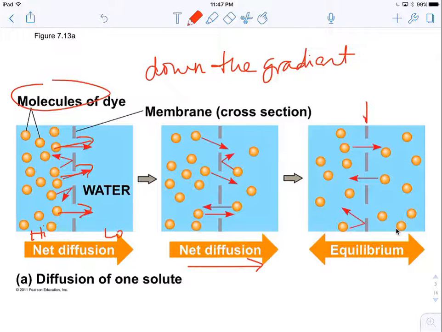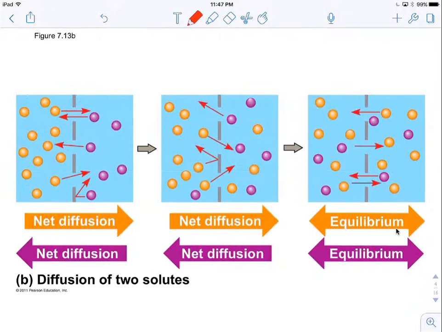So this is my membrane, right here, membrane. Till there's an equal distribution of molecules on both sides. But again, it's not static, it's dynamic. Okay, the molecules still move, but you have no net movement in either direction.